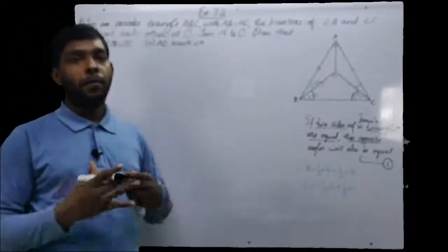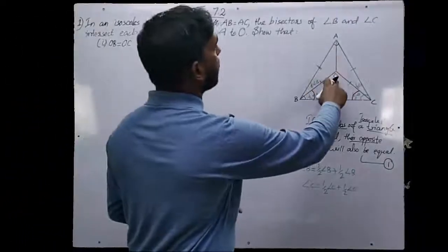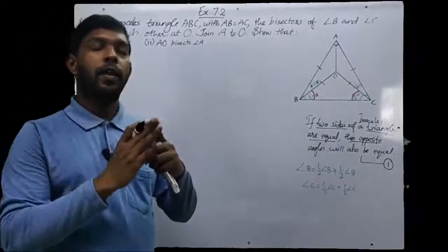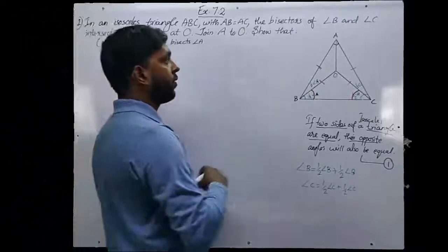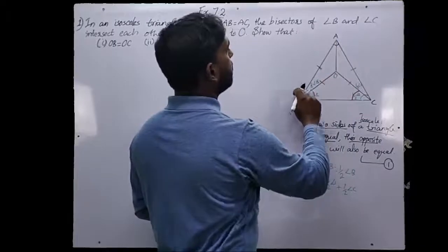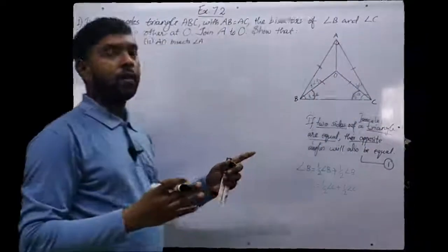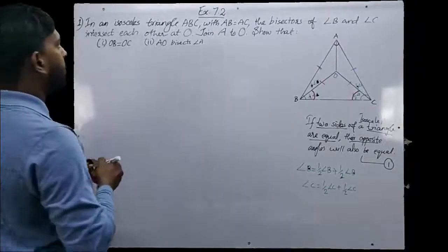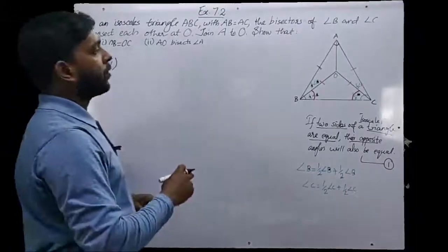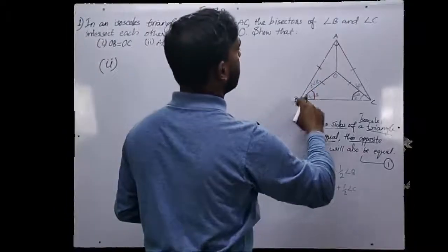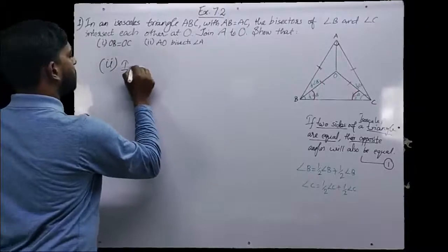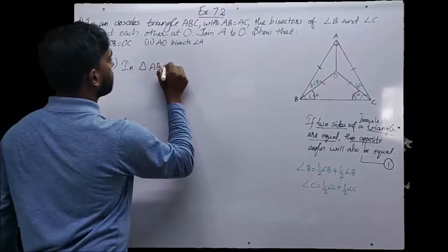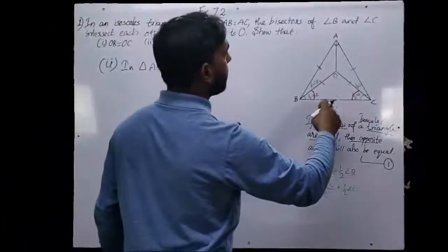Now we have to prove that AO, the bisector, is bisecting the angle A. Means we just have to prove that the angle A is divided equally into two angles. That means if we can prove that angle BAO and CAO are equal, then we can say that this line is bisecting the angle A. So let's see how we can prove that. Now let's consider the triangle ABO. Also let's consider the other triangle ACO.